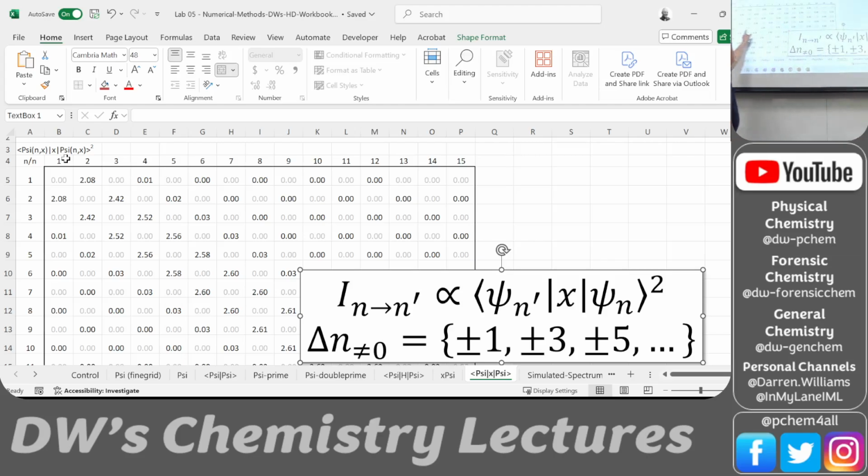So what do we see here? This number right here, all of these diagonals going down, those are the fundamentals and hot bands for delta n equals plus or minus 1. So like pick this one, that's 6 up there and 7 over here. So that's either the 7 to 6 transition or the 6 to 7 transition. It doesn't matter, right? They're symmetric.